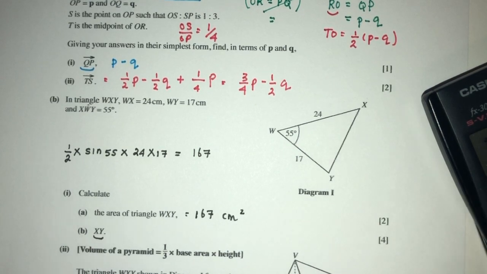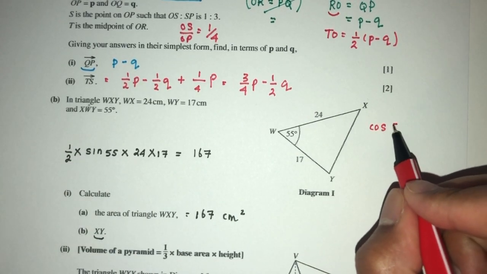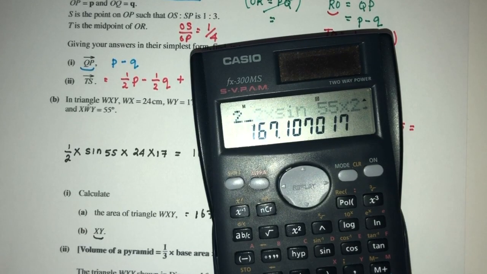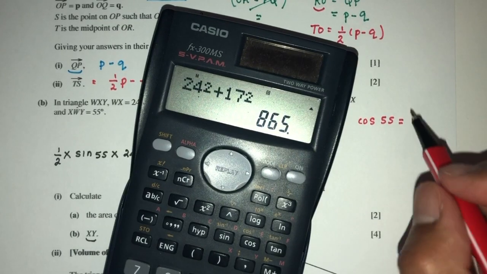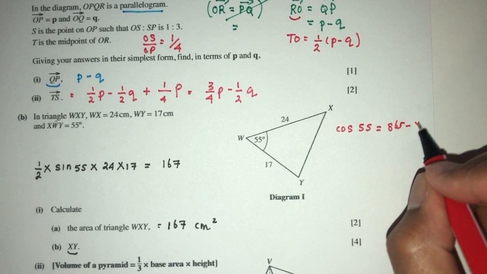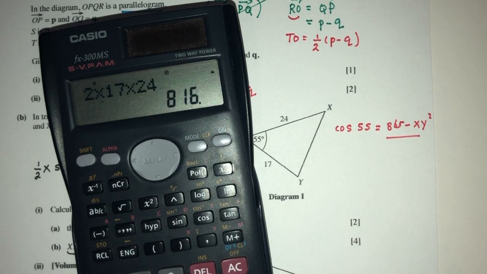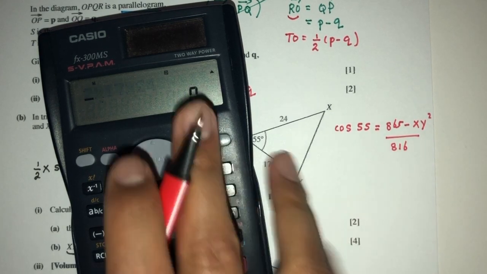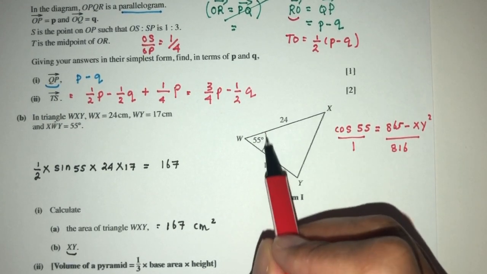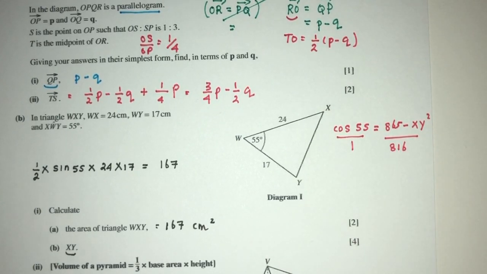Now we have to find XY, will be this one. We have to use the cosine rule. So that will be cosine of the angle 55 is equal to 24 square plus 17 square, that will be 865, minus XY square over 2 times 17 times 24. That will be 816. Again, this is a formula you have to know for cosine rule. We use cosine rule when we know the angle in between and the two sides around the angle. We're trying to find the third side. So that's when we use the cosine rule.